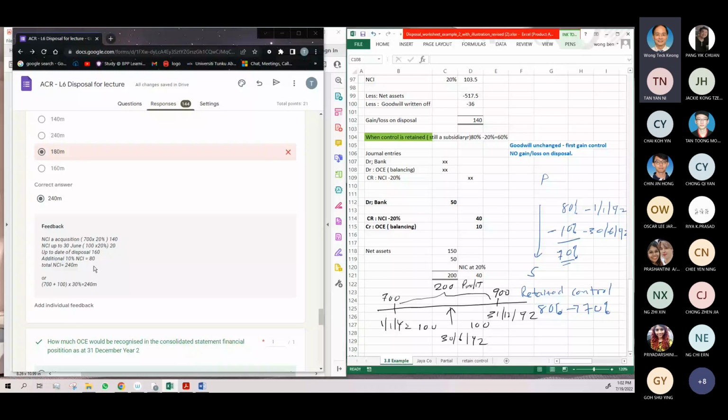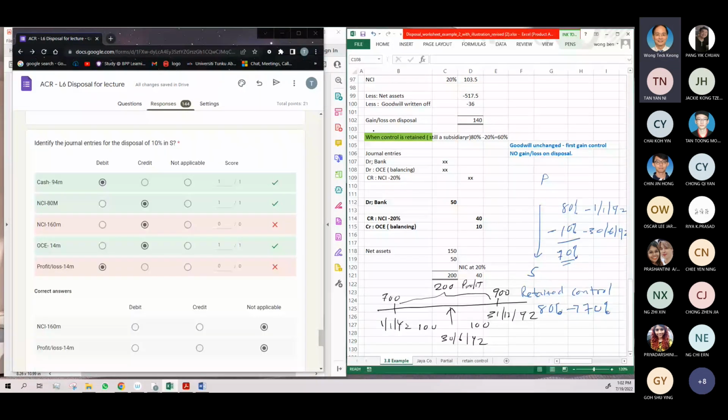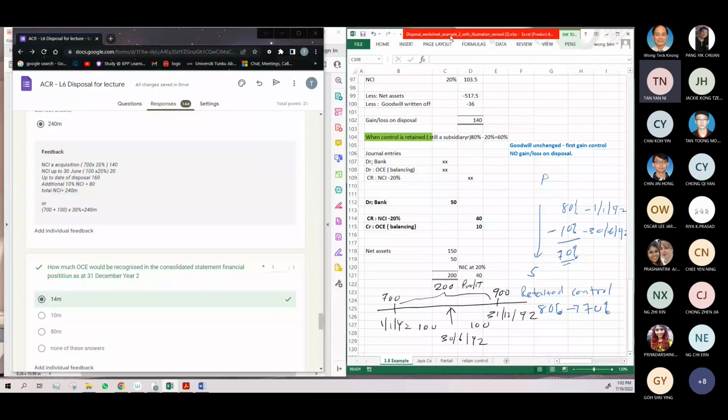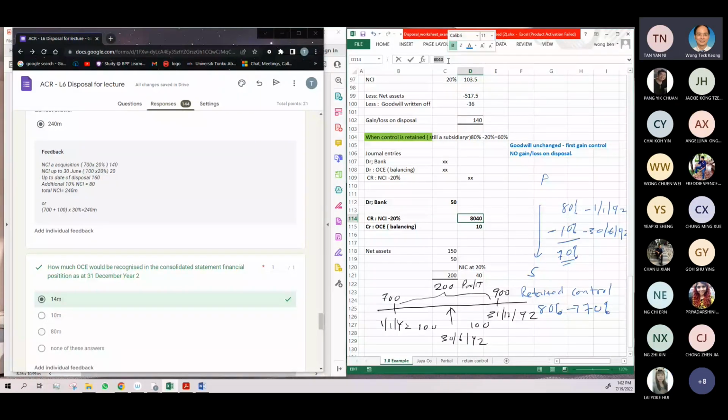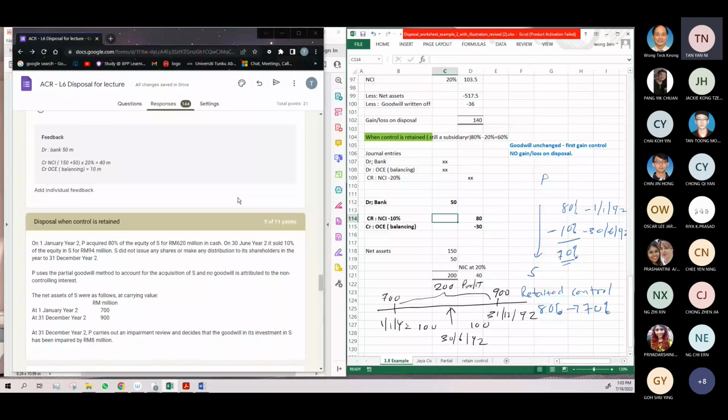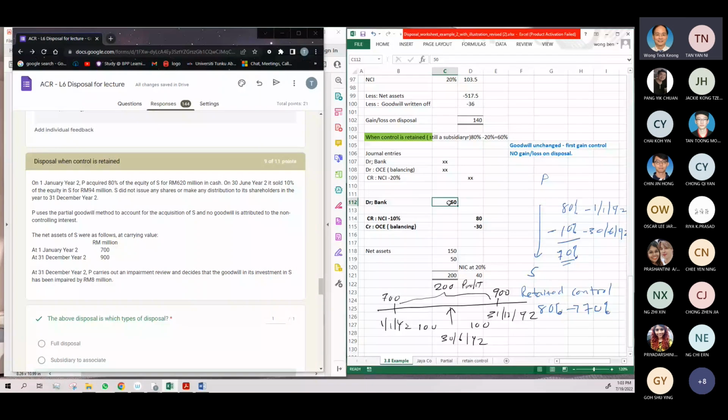So the entry here, how come? Now we know, okay, now we pass the entry. So NCI is 80. We use the passive format as 80. So this is 10%. Then we sell it for how much? The question said for 94 million. So we receive 94, or receivable. So the difference is 14, to OCE.